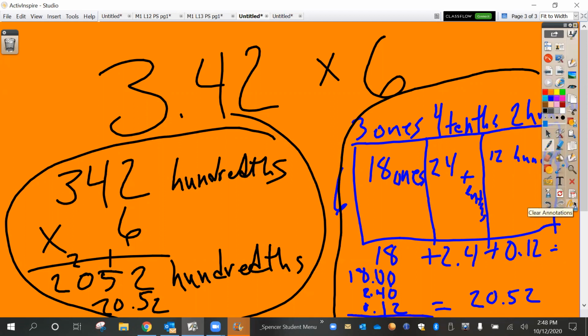All right, so now let's go ahead and get our problem sets out and practice these skills on our problem set. Nice job.